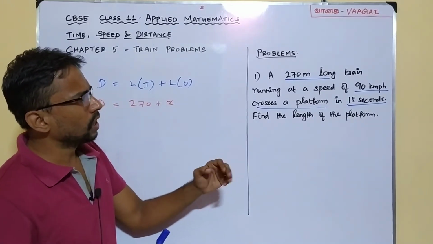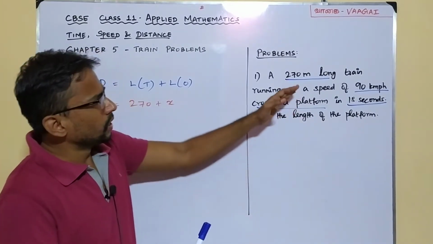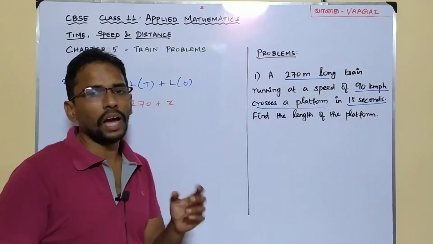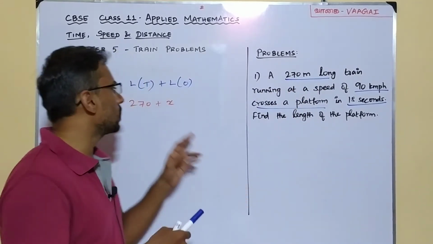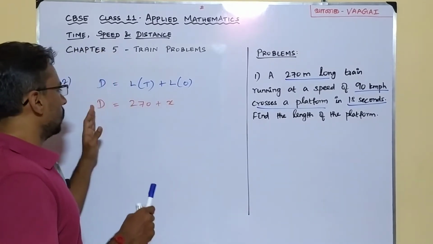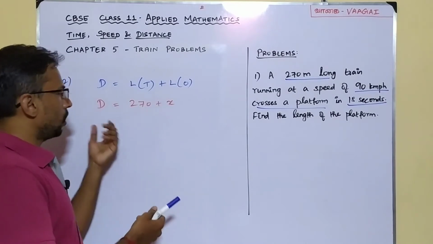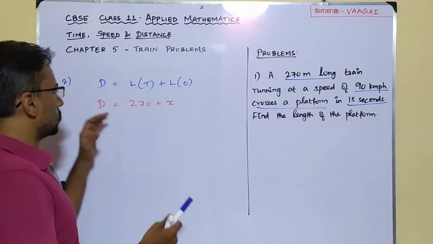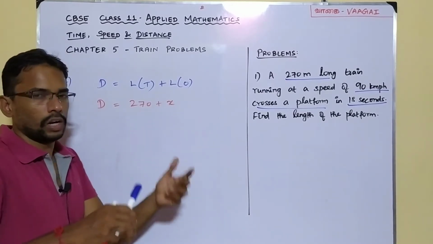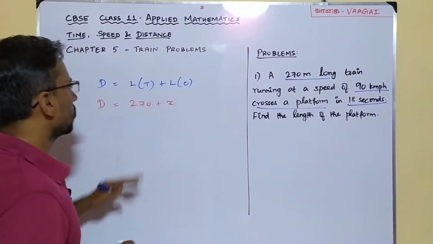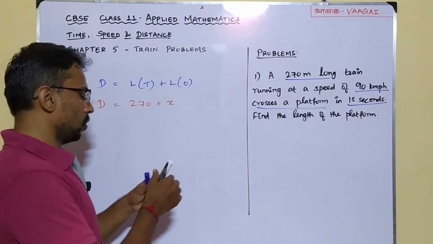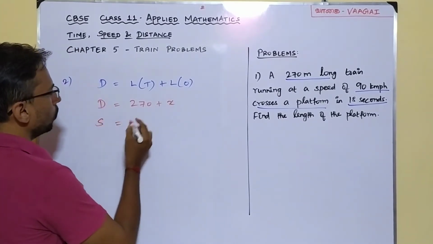Another thing we should note here is that the train's length is again provided in meters only, and it would be very comfortable for us if we consider the length of the object also in meters. So in that case, according to case 2, this distance is going to be 270 plus x meters. This entire thing is now in terms of meters. Let's have it as it is and continue. What about the speed? So when we come to speed, it will be equal to what?